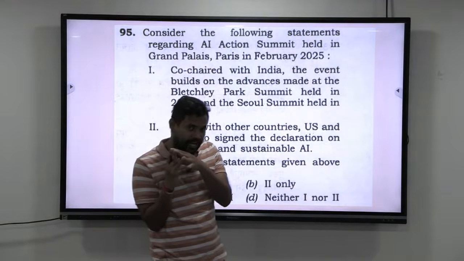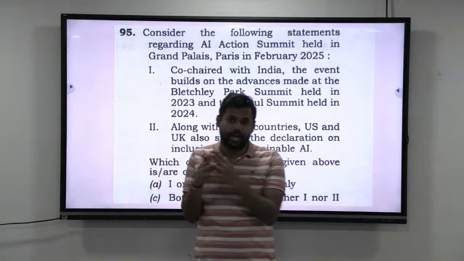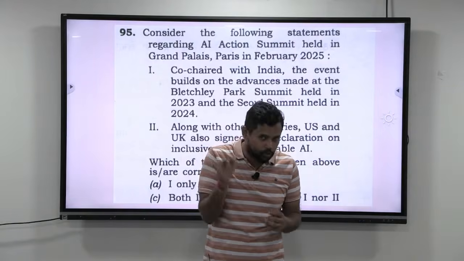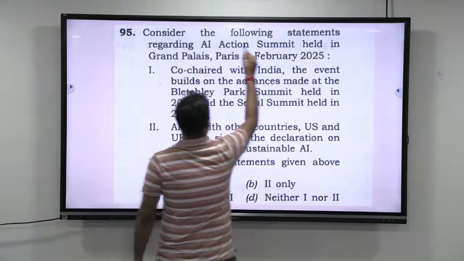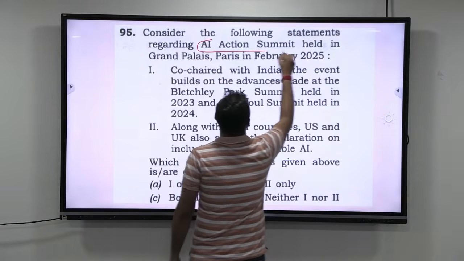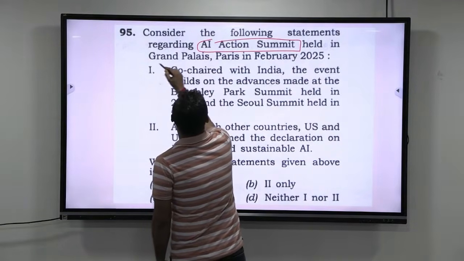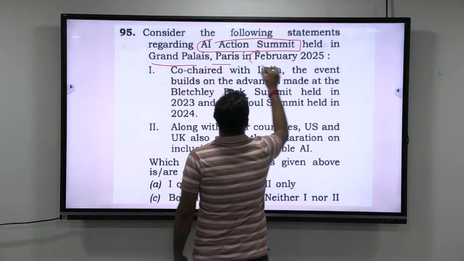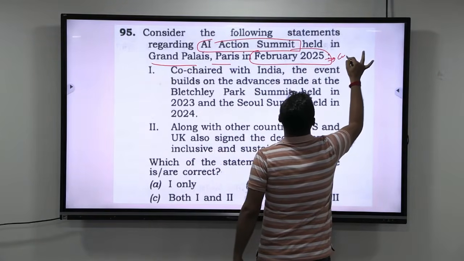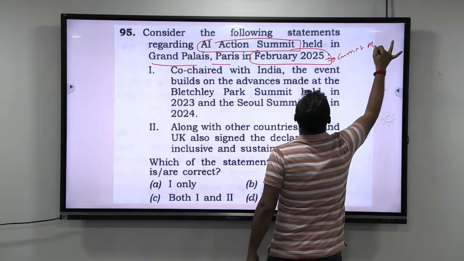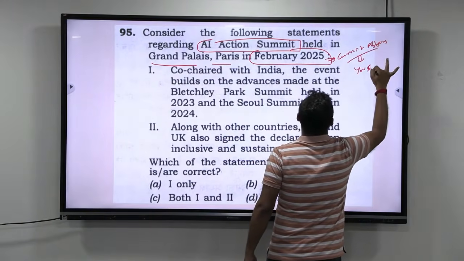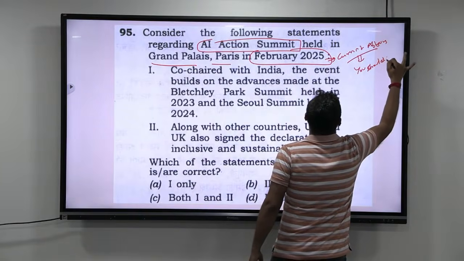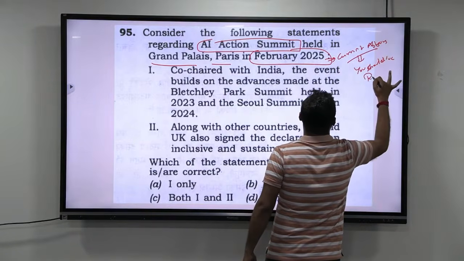Okay, this again is a question of international relations. This again is very factual, and if you know, you can answer, otherwise it becomes very difficult. Let us read out the question. Consider the following statements regarding AI Action Summit held in Grand Palais, Paris in February 2025. So, it is basically coming from current affairs and it is something that you should have read. It is not that they have asked from some nook and corner. You should have read this current affairs.